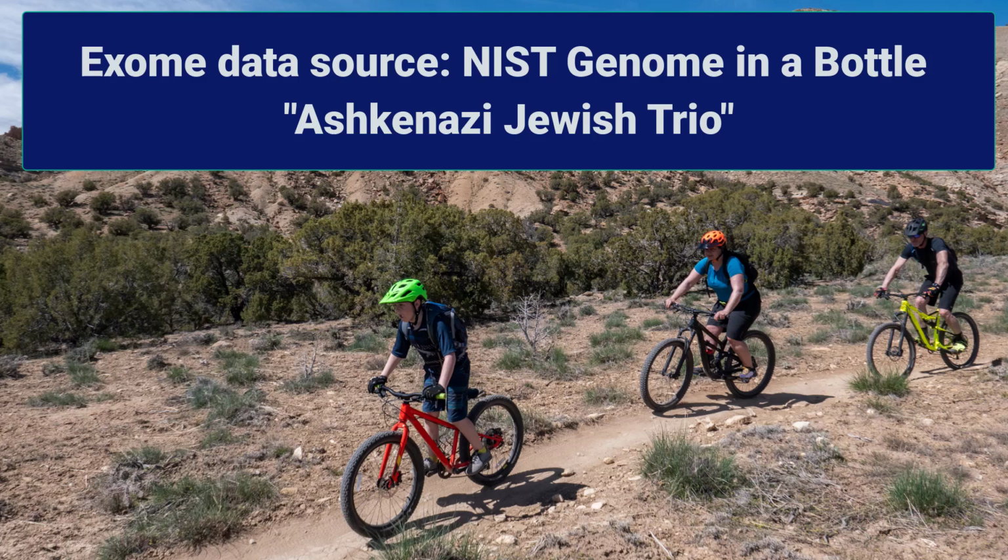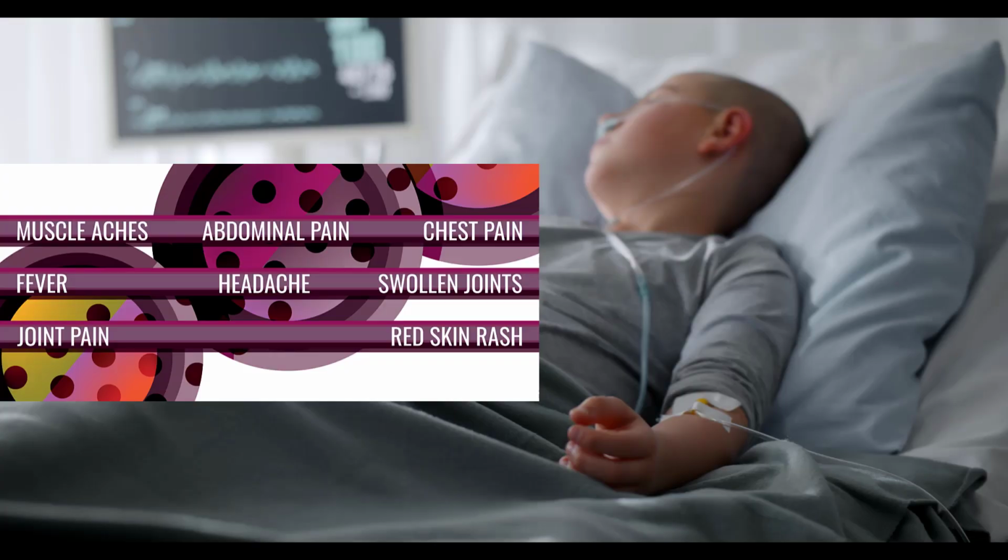In this video, I'll use publicly available Ashkenazi Jewish trio data from Genome in a Bottle to investigate an imaginary mystery illness using GenVision Pro's variant filtering workflow. Imagine that a teen boy has fevers and inflammation on a recurrent basis, but neither parent has ever had these symptoms themselves. Could the boy have inherited deleterious recessive genes from both parents?